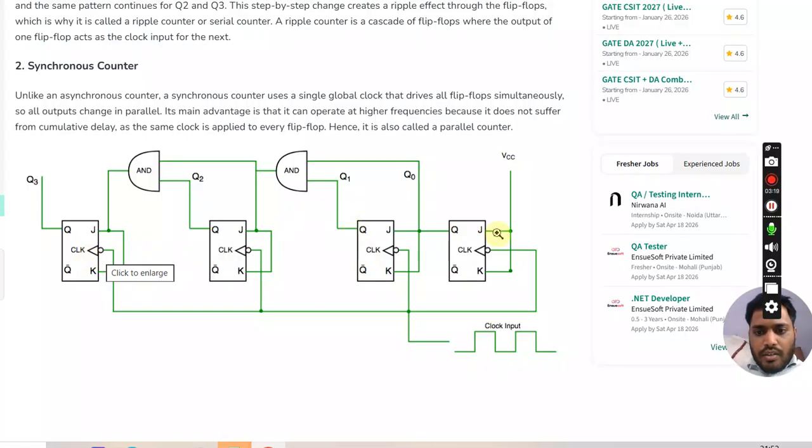The next thing to note here is that Q0, the output of the first flip-flop, and Q1, the output of the second flip-flop, are both driven to an AND gate, and the output of the third flip-flop is also provided as an input to an AND gate, along with the J input. So the inputs at the AND gate are the outputs of the respective flip-flops and the J signal for the flip-flops. The first is anyhow driven by VCC. For the second and third, we have this AND gate combination.